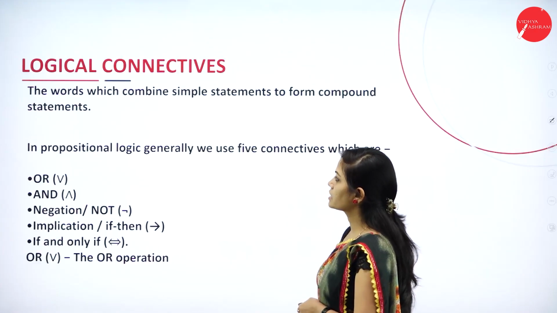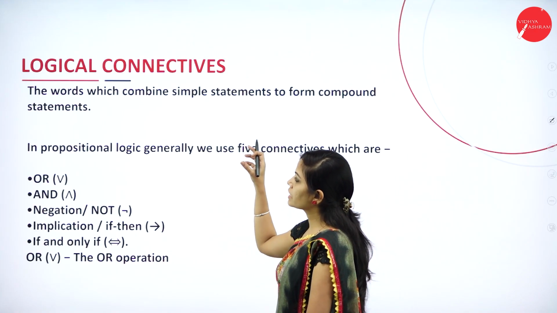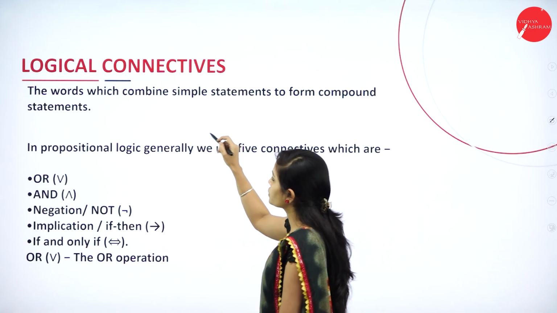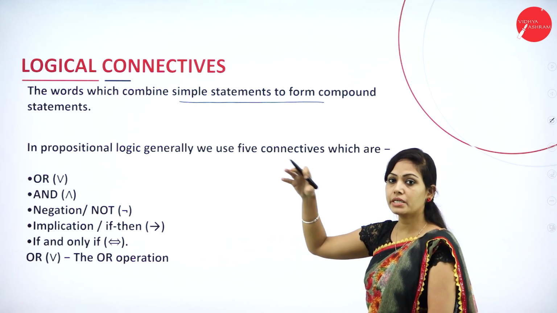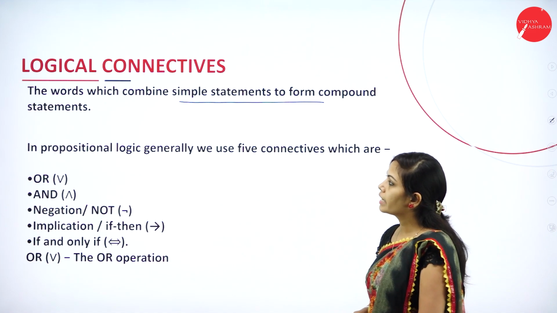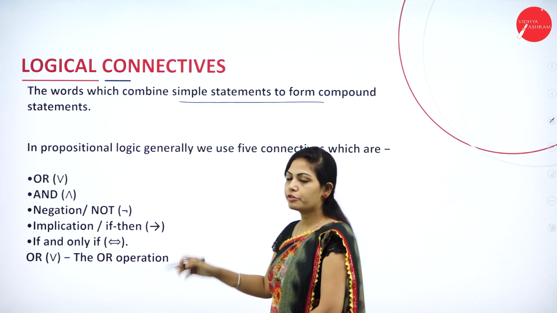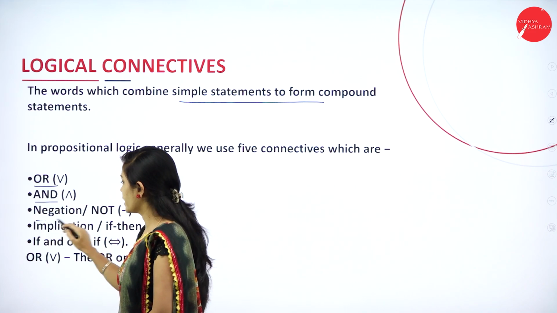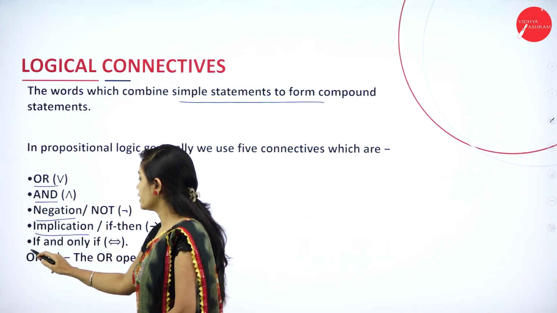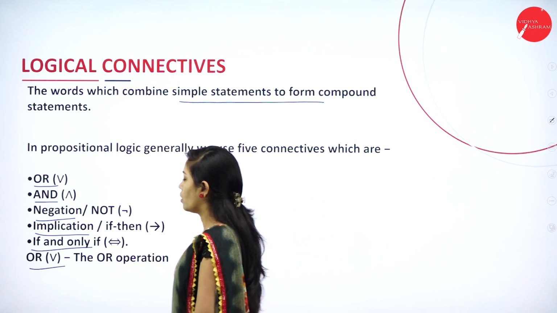Let's understand with an example. So logical connectives, the words which combine simple statements to form a compound statement, are called logical connectives. So we have different logical connectives. Already I have discussed or, and, negation, implication, if and only if.